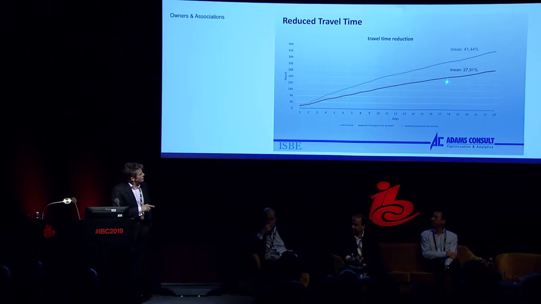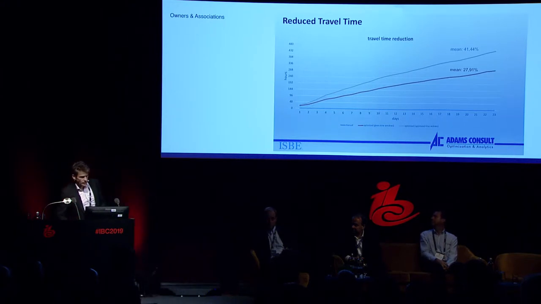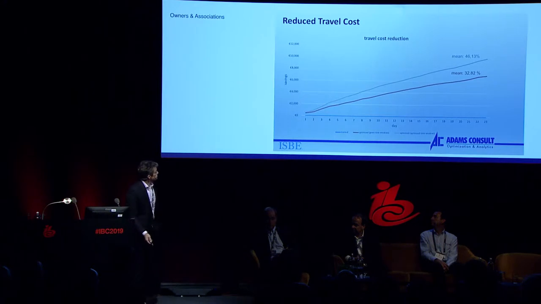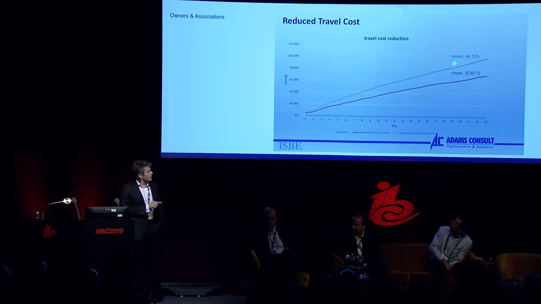optimized with given time windows, we have 29.91% travel time reduction. With dynamic windows, so windows that the system, by what it learned, applies to jobs, we are reducing travel time by 41.44%, which ties in directly into dollars, euros, pounds, travel cost reduction. Check this out. With given time windows, 33%. With flexible windows, 46.13%. And when I saw that number, I loved my guys.